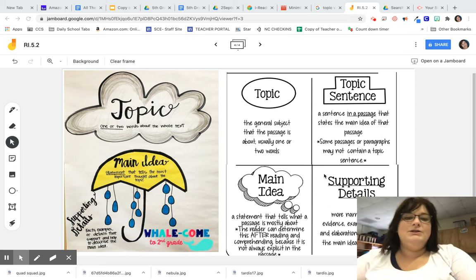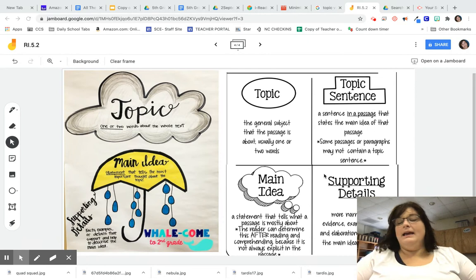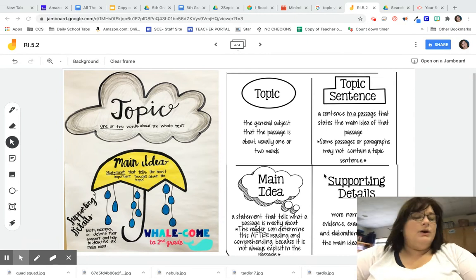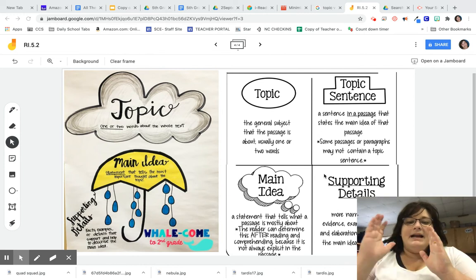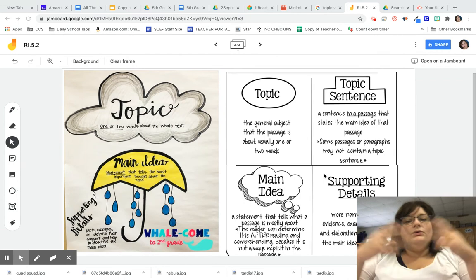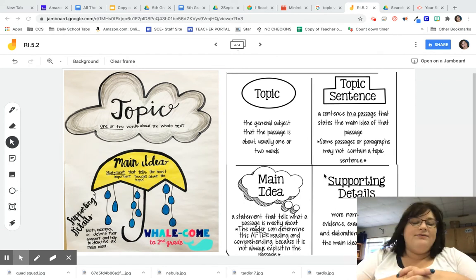I am coming to you wanting to talk to you today about topic and main idea. Earlier, we went over your I can statement for the day, and it's I can describe the difference between the topic of a text and the main idea of a text. So, in order to describe the difference between the two, we have to know what they are and how to find them in a text.